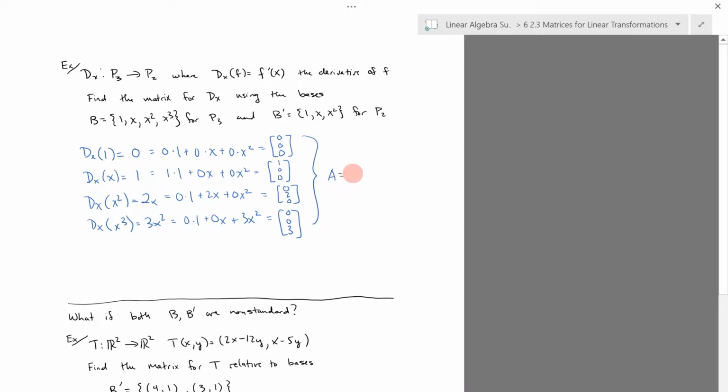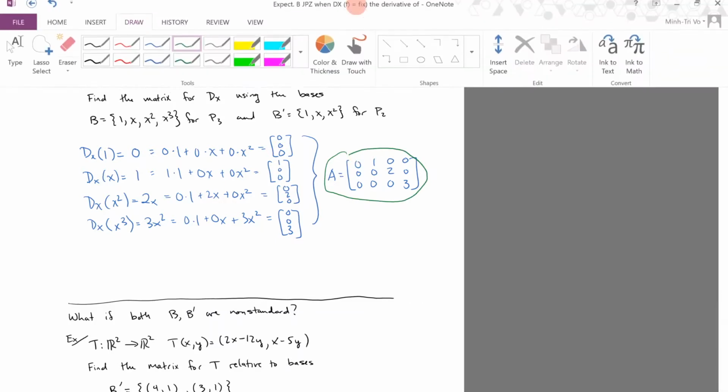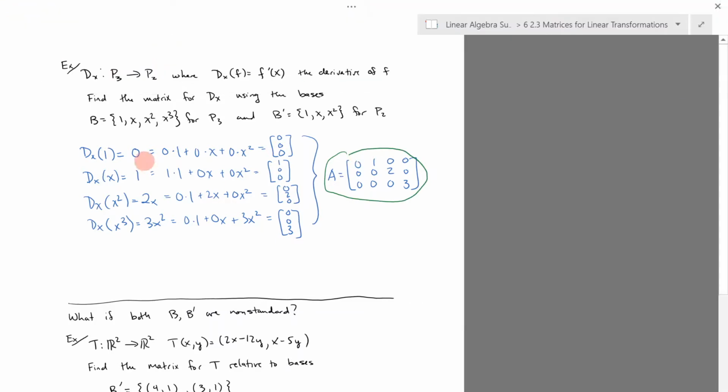Okay, so now I can put them together to form my matrix A, right? So first is the column 0, 0, 0, then the column 1, 0, 0, then the column 0, 2, 0, then the column 0, 0, 3. So again, what you want to remember is after you transform each of the individual basis vectors, you have to write the output in terms of the basis vectors for B prime.